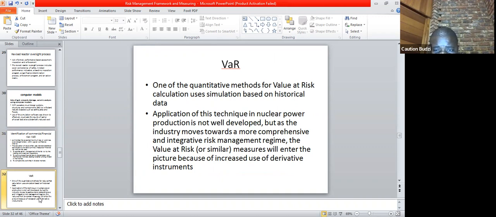One of the quantitative methods for value at risk calculation uses simulation based on historical data. Application of this technique in nuclear power production is not well developed, but as the industry moves towards a more comprehensive and integrative risk management regime, the value at risk measures will enter the picture because of increased use of derivatives instruments.